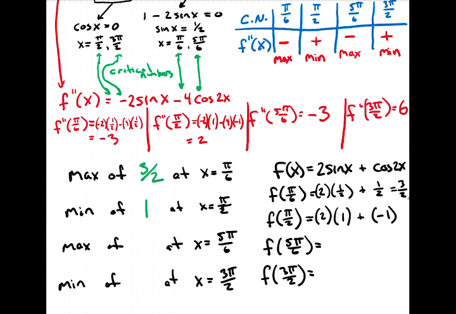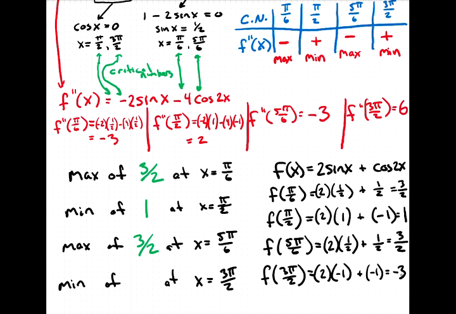So this is the 3/2. This is the 1. If we plug in 5 pi over 6, we'll have a 2 times a 1/2 plus a 1/2, which is, again, 3 over 2. So remember, our extrema are the y values. The critical numbers, or the x values, are the locations of those relative extrema. And finally, if we plug in 3 pi over 2 to our original function, we'll have a 2 times a negative 1 plus another negative 1 for a total of negative 3.